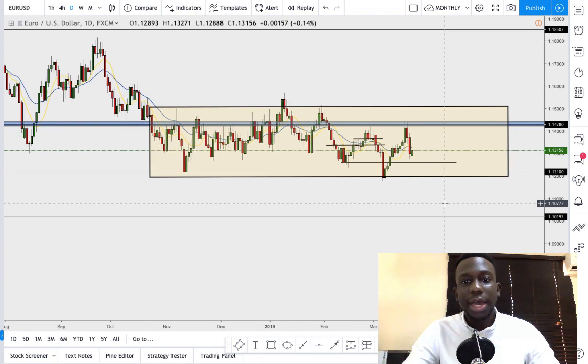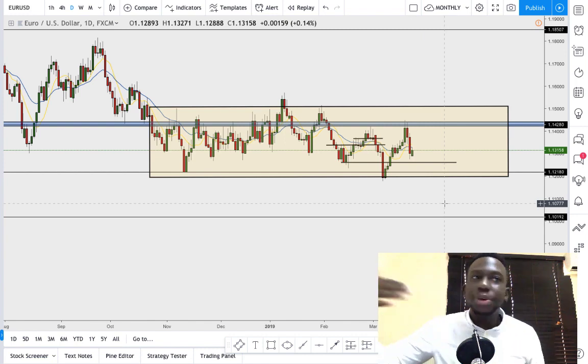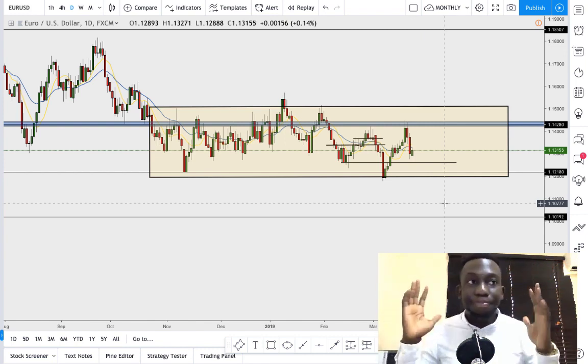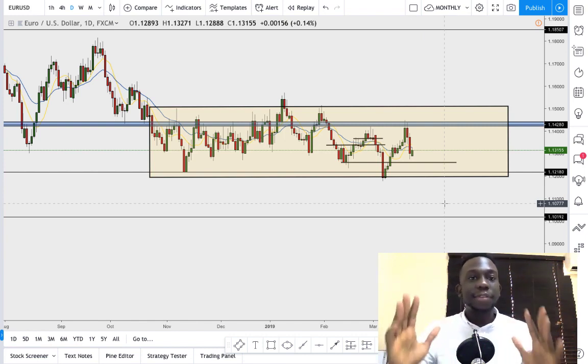So for euro dollar, guys, please sit on your hands. This is a ranging market. This is absolutely very dangerous for you to be trading. You don't want to blow your account in a ranging market, and then when it eventually breaks out for a clear direction, you don't have any money to trade. So just be patient and wait for the market to give us a direction.